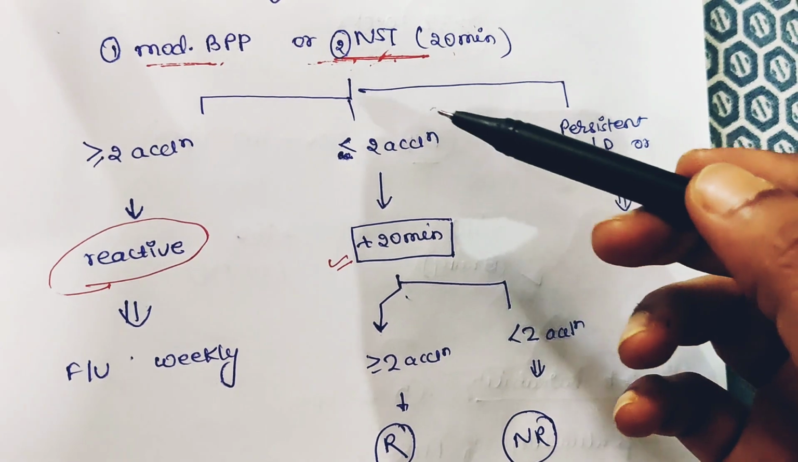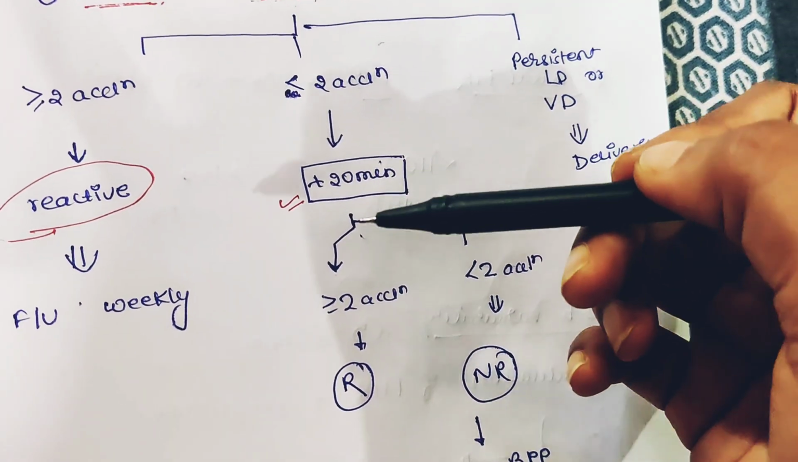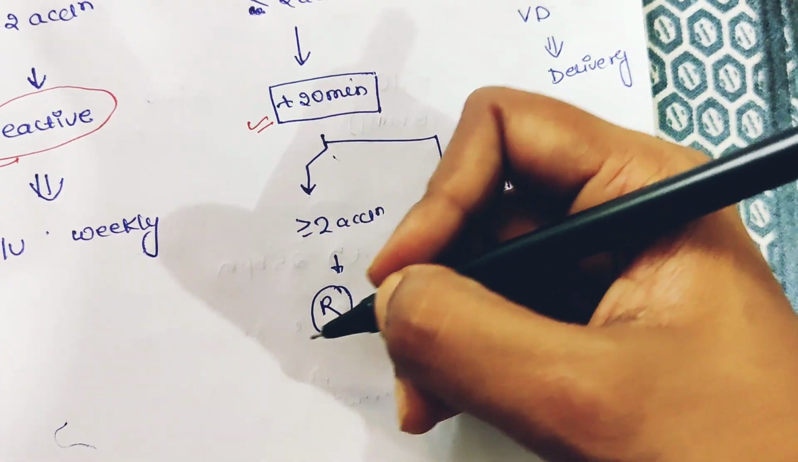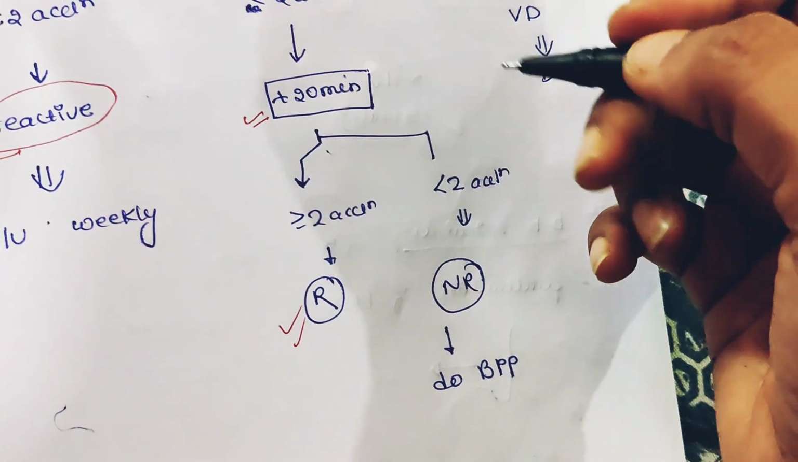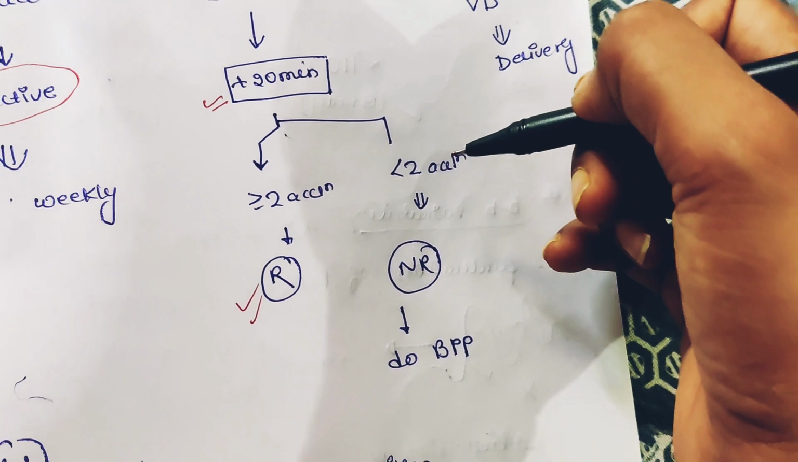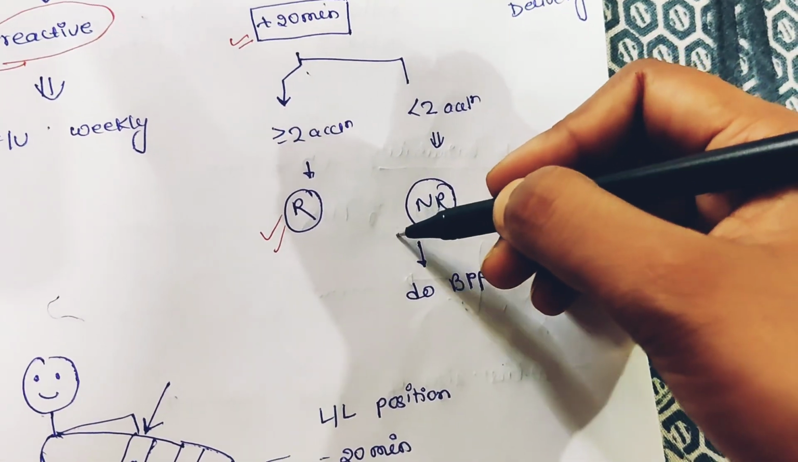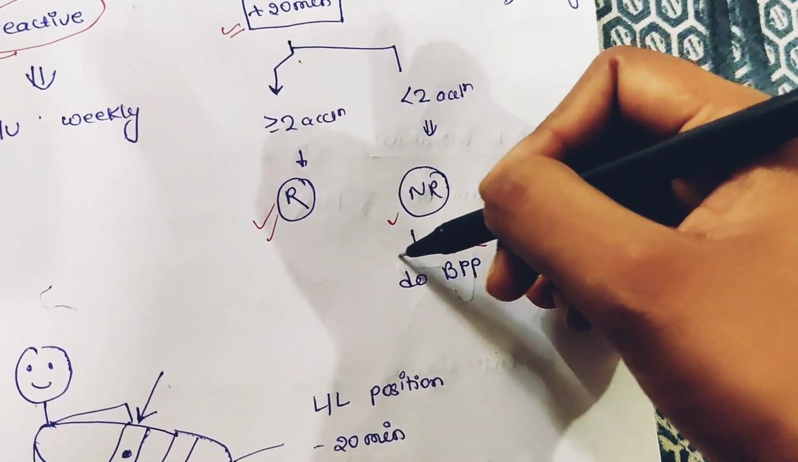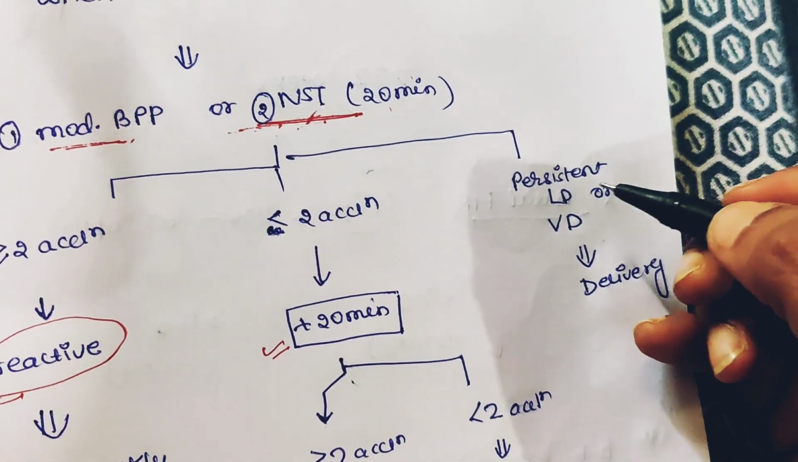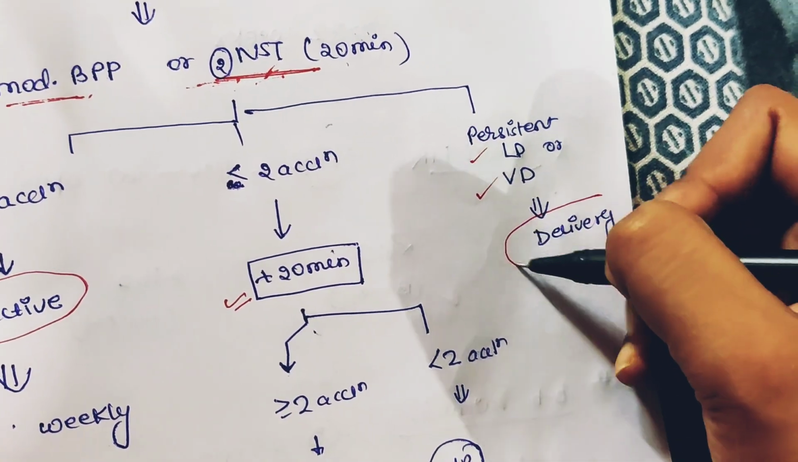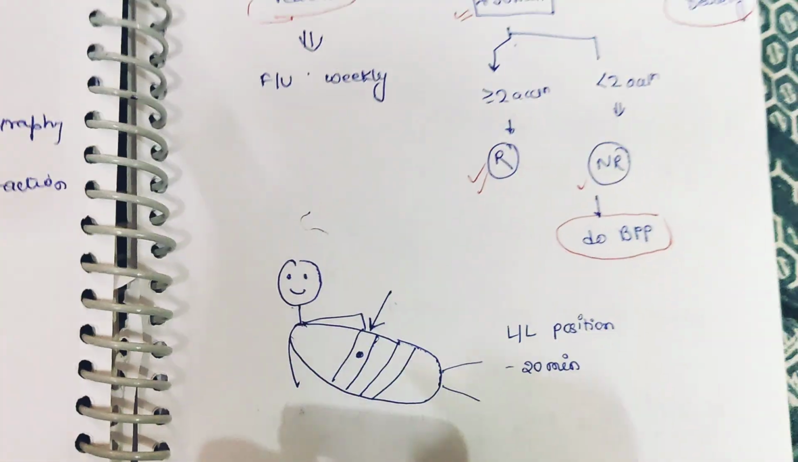If the accelerations are less than 2, we observe for 20 more minutes, and now if the accelerations come more than 2, this is reassuring, reactive, and the baby is healthy. If it is still less than 2 accelerations in the observation, we say the baby is non-reassuring, non-reactive, and now we will proceed by doing BPP. If there is persistent late deceleration or persistent variable deceleration, we will promptly deliver the baby.